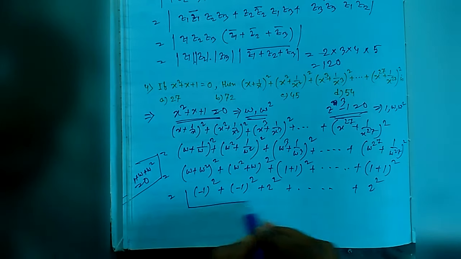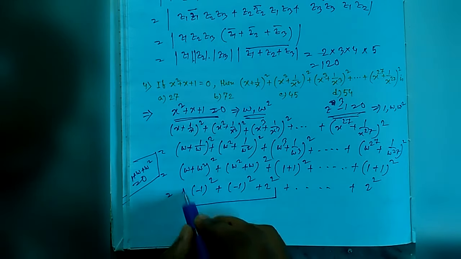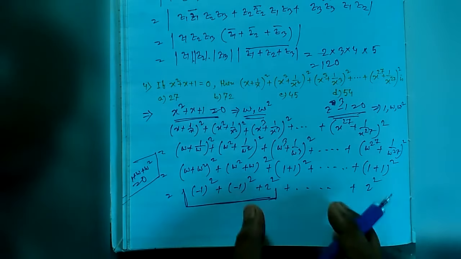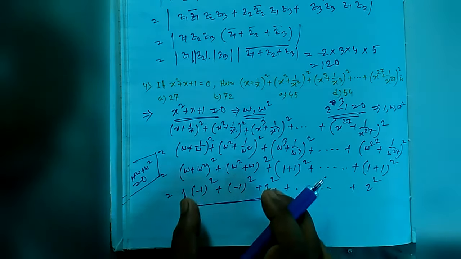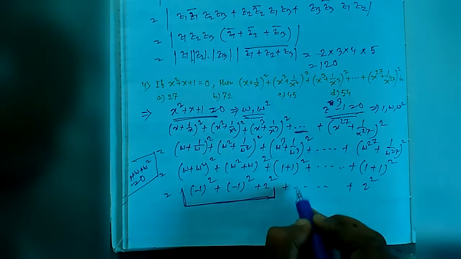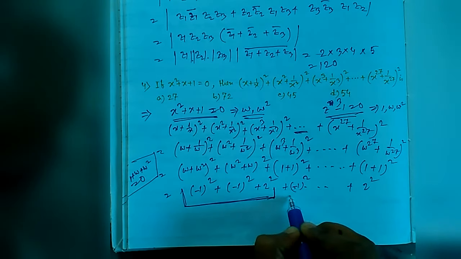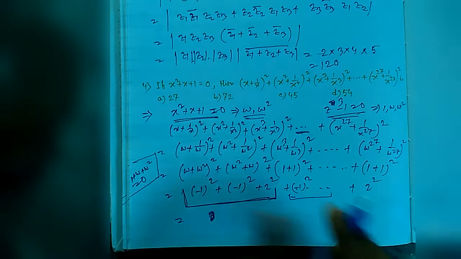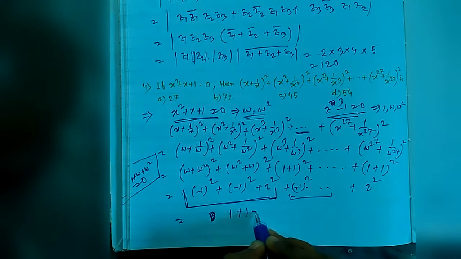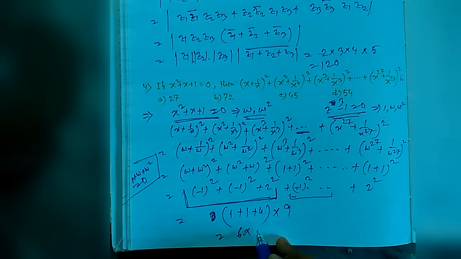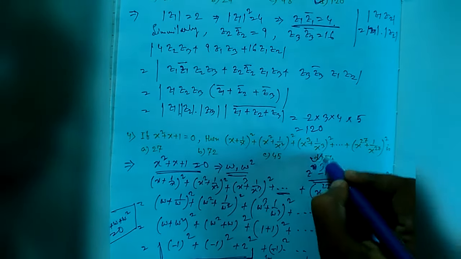Here we see there is a repetition of 3 terms. How many times? 9 times. There is a repetition of 9 times of 3 terms. Here, the term will also be minus 1 square. So the total is 1 plus 4 into, how many times? 9 times. So this will be 6 into 9, which is 54. Okay. So our option D is correct.